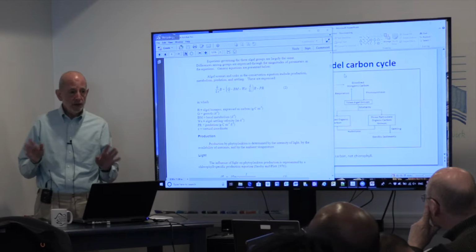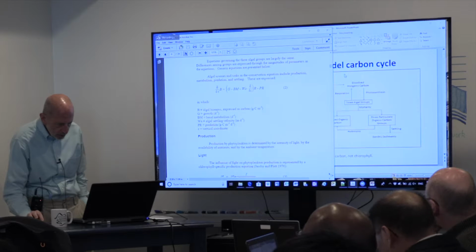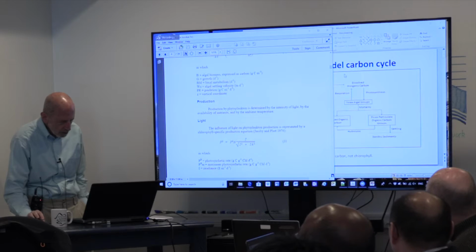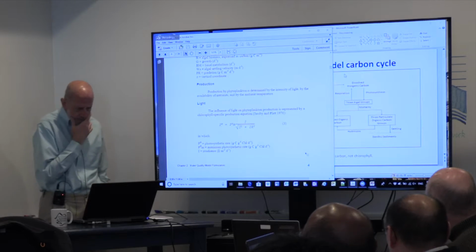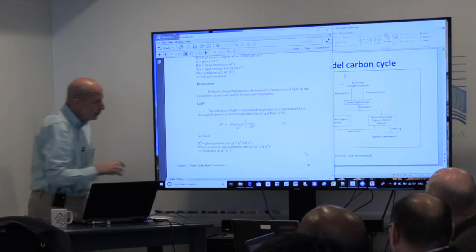We do not do that at all. So we have a very complex, hard to follow way of determining the growth rate. So this equation here is what we're going to look at.